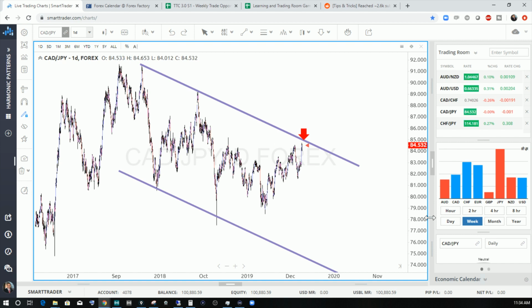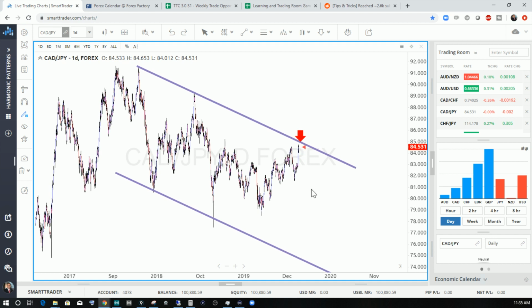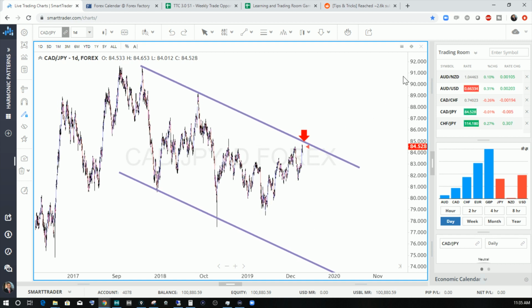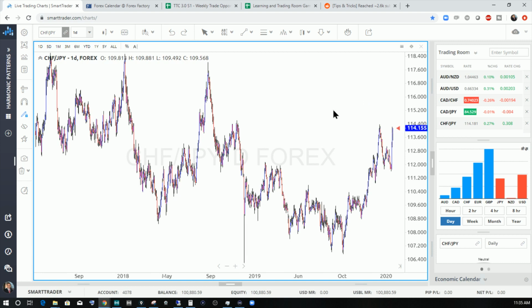So we're getting a setup that's developing right here that we could possibly look to sell. But we're going to wait and see what happens on Monday. But CADJPY, looking bearish. Let's go to Swiss JPY.